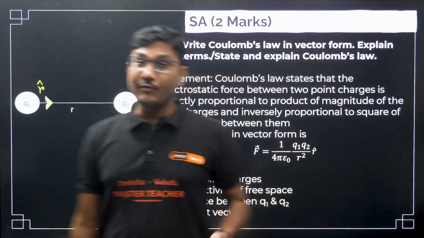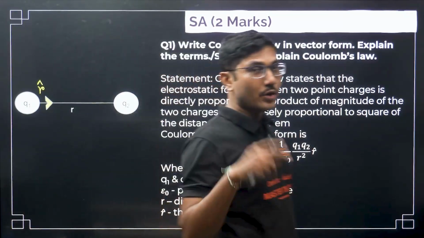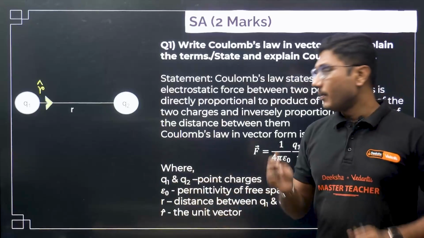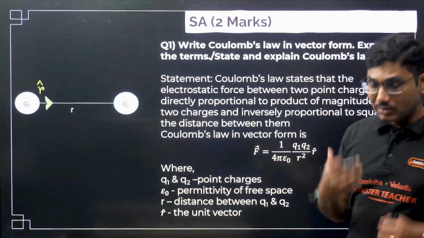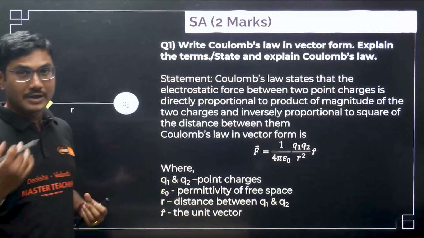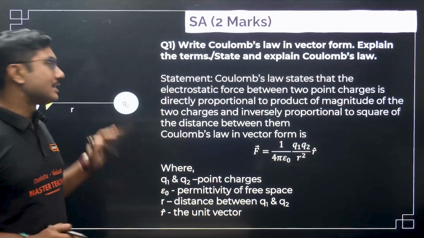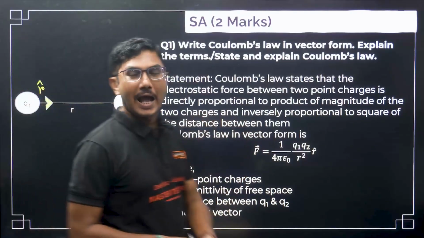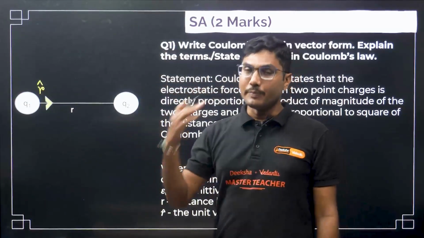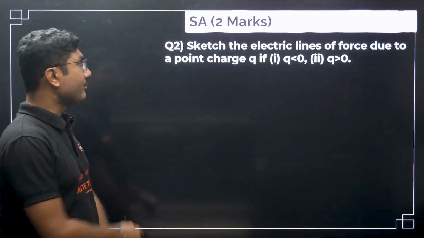Now in vector form there is a possibility that you have to write F12 is equal to minus F21, but in general that is not required. If you are interested, you can write that as well, that is given in your textbook. But as long as you are writing this equation and drawing this diagram, you will be perfectly fine, you will score the full marks. Now let's move on to the next question.